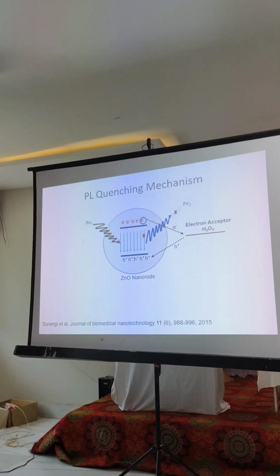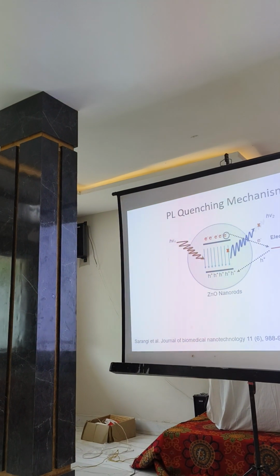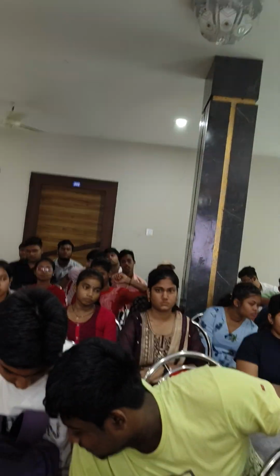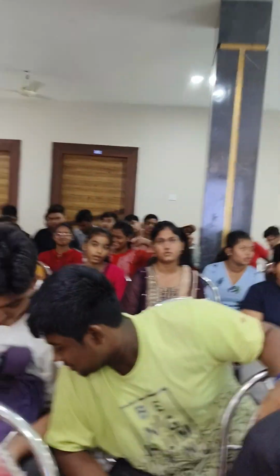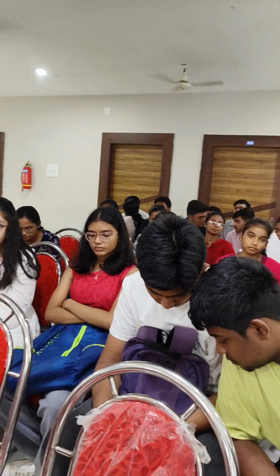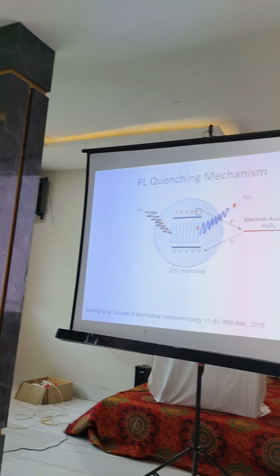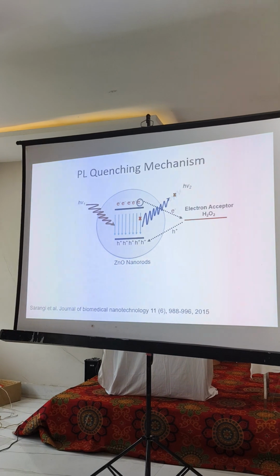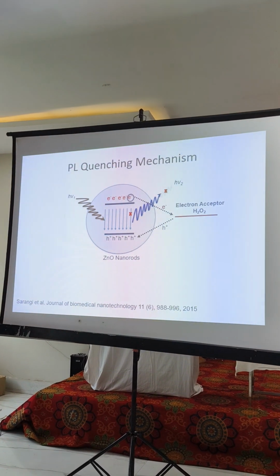This is the PL quenching mechanism. You know all semiconductors. You are preparing for JEE and GATE, which means you know semiconductors. It has a conduction band, it has a valence band. So I have a zinc oxide semiconductor, with a conduction band and a valence band. And when I put in this glucose, it produces hydrogen peroxide. So the hydrogen peroxide has to sit somewhere between the conduction band and the valence band. So it sits somewhere here. This hydrogen peroxide is an electron acceptor.